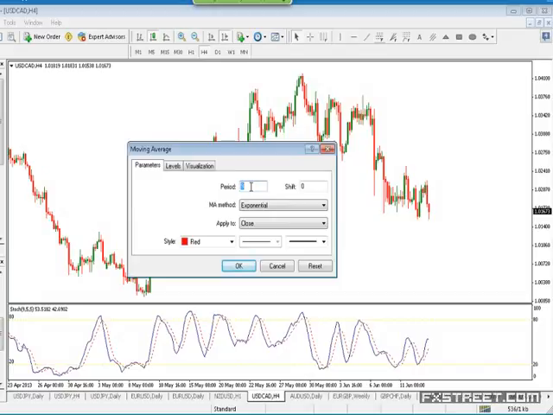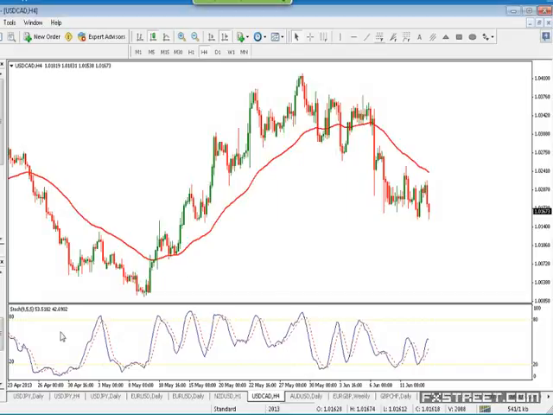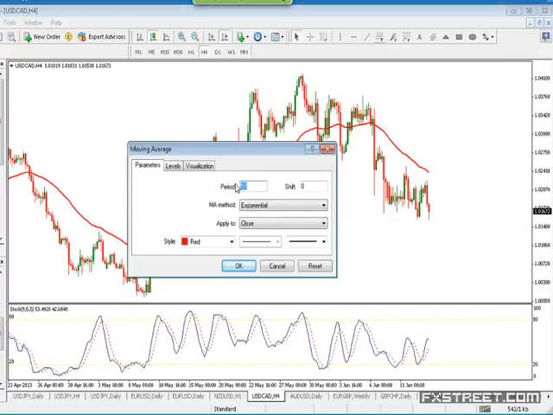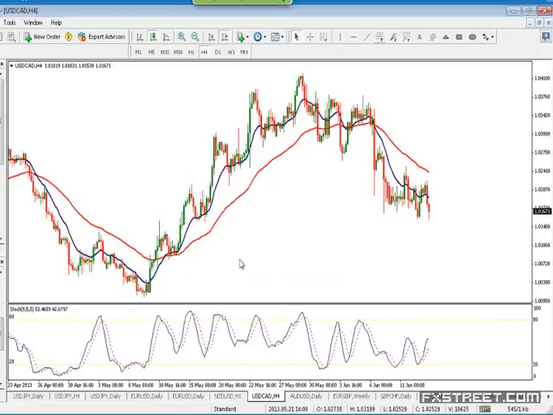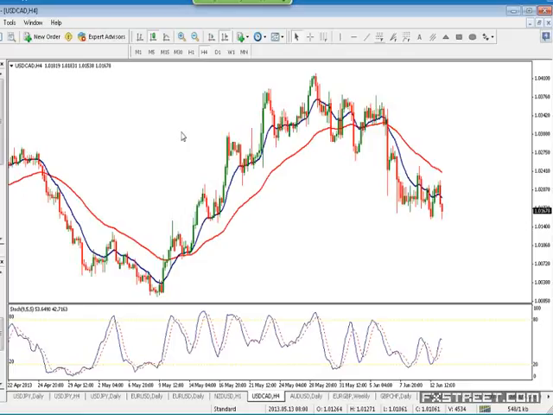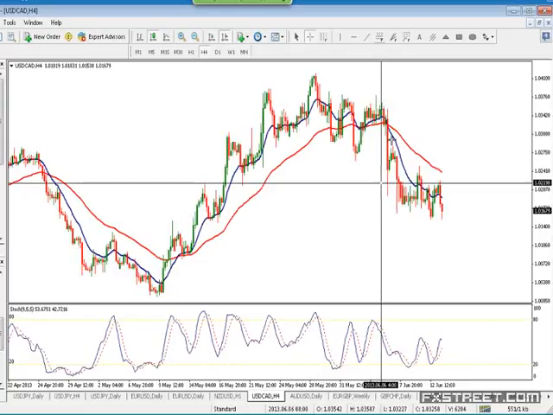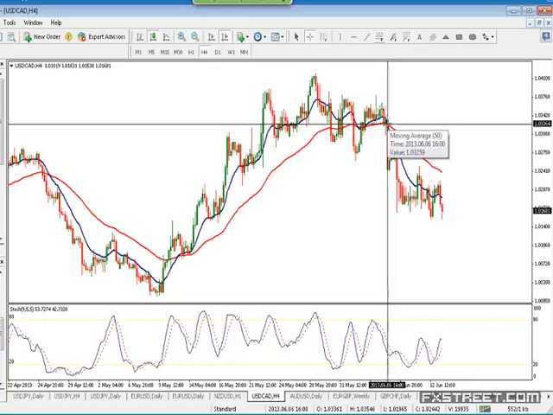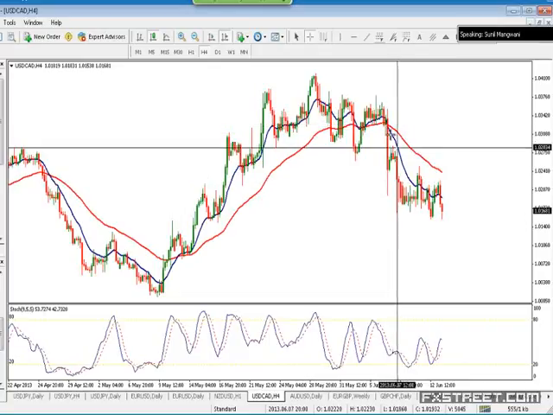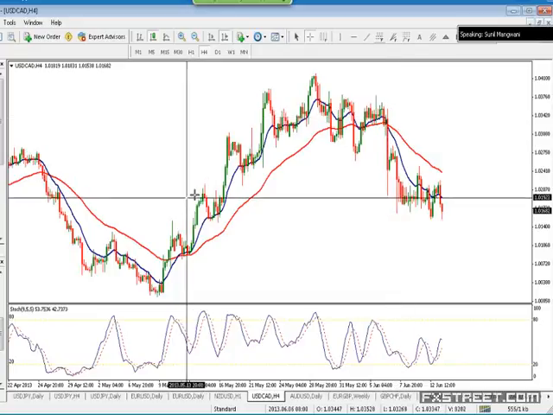Let's use a figure like a 50 EMA, and we will take another moving average of, let's say, 13 EMA. This seems to be a common combination that a lot of traders tend to use. So the point is, whenever your faster moving indicator crosses the slower moving one, or the smaller crosses the larger one, that is the signal to buy or sell.